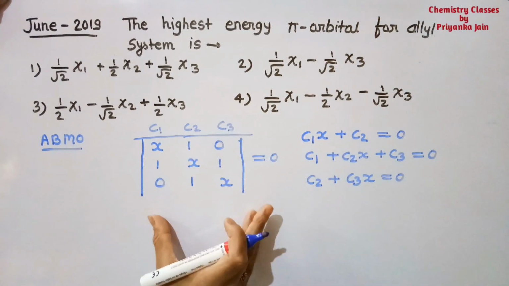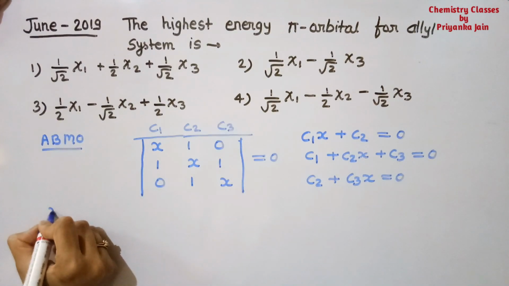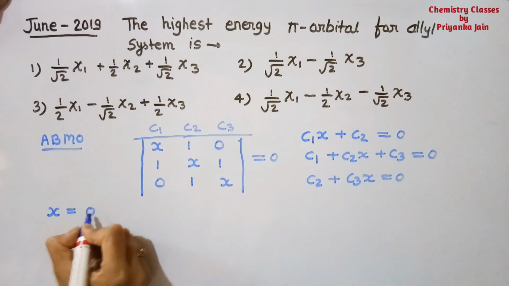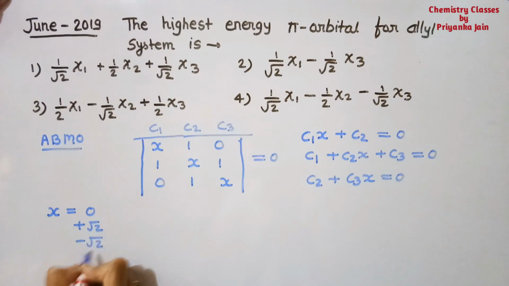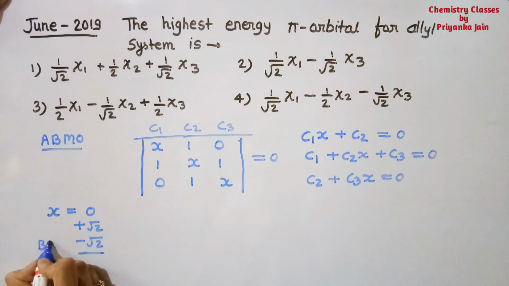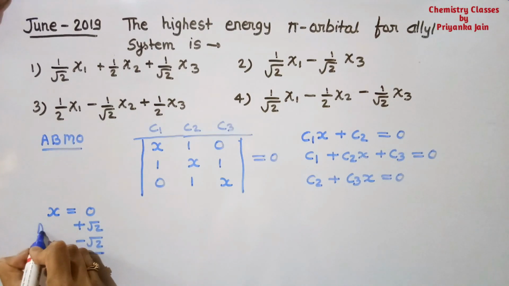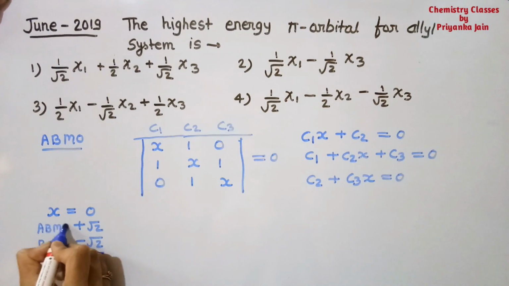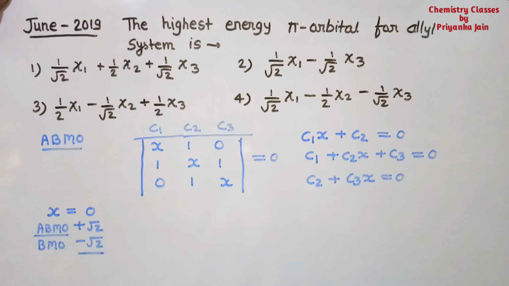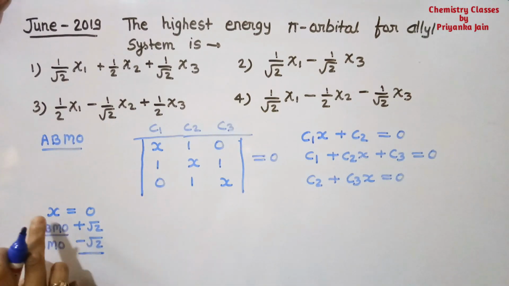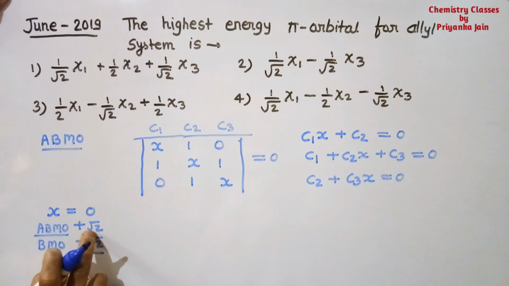When we are solving this, we get that x will have 3 values: 0, plus root 2 and minus root 2. This will be for bonding molecular orbital, this will be for anti-bonding molecular orbital, and this will be for non-bonding molecular orbital. So we have to solve this for anti-bonding molecular orbital. So we are putting here the value of x equal to plus root 2.